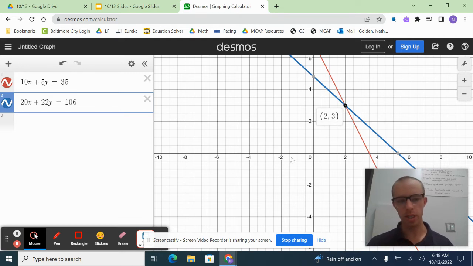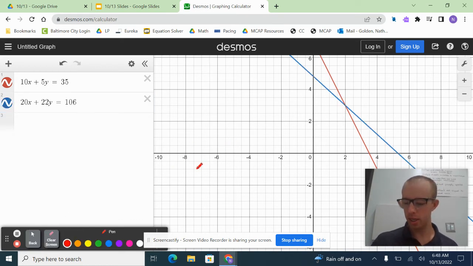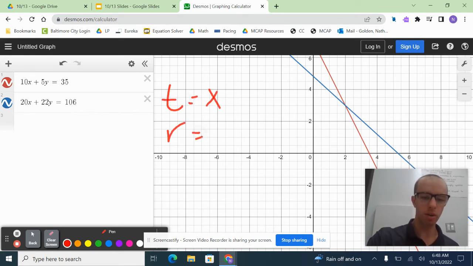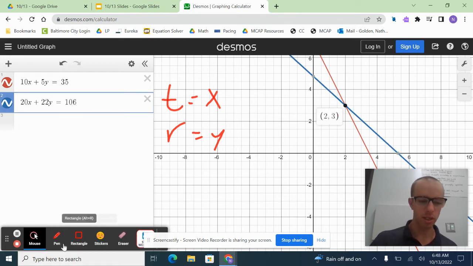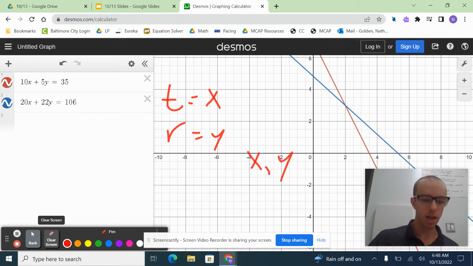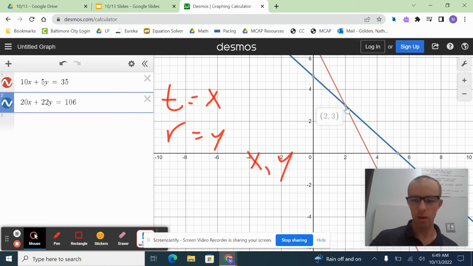But how do I know which one is which? Well, when we look at your paper, we said tulips was x, we said t equals x and r equals y. So if I look at this, which one of these is the x? Well, it's always x comma y. So when I look at these, I know that tulips cost $2 because tulips is x, and roses cost $3. All right, and so now we've solved the solution. We know roses cost $3, tulips cost $2, when we solve the equation.